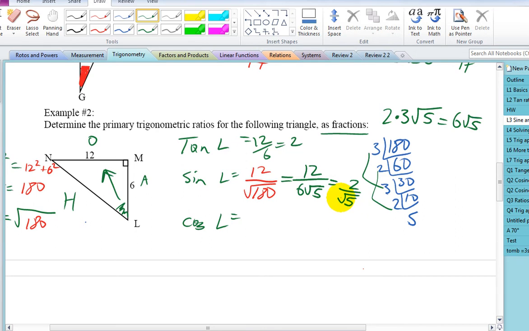Now there's other things we can do, but we're not going to get into that. That's way, way, way above us. But 2 root 5, that would be like an honors question. Like, that's pretty intense, okay?